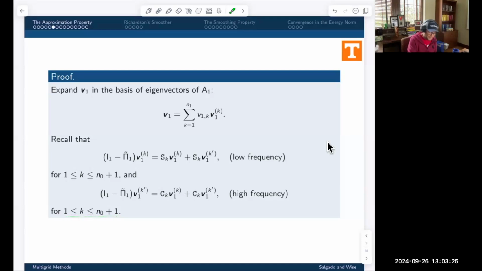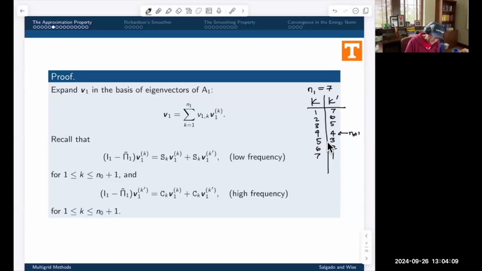So remember how things go. Just as a way of illustrating, suppose n1 is equal to 7, and we have k and k prime. So k is the wave number, k prime is the reciprocal wave number. We count 1, 2, 3, 4, 5, 6, 7, and then we're done. And k prime is defined as n1 plus 1 minus k. So that one runs from 7, 6, 5, 4, 3, 2, and 1. And right here at the middle, that's n0 plus 1. That's kind of the halfway point.